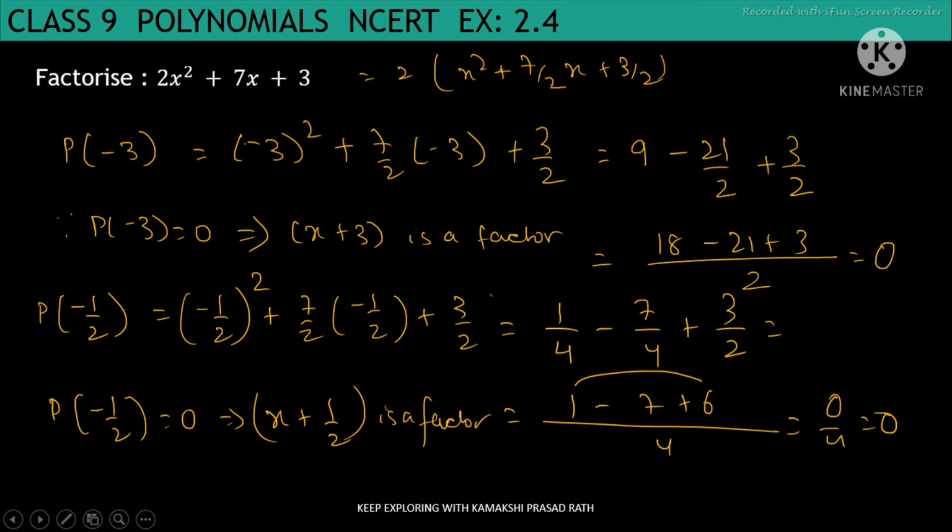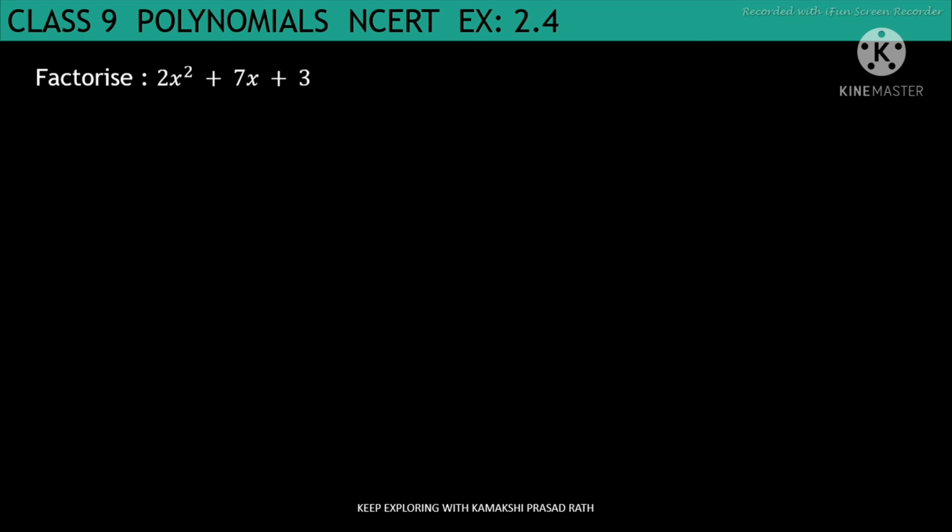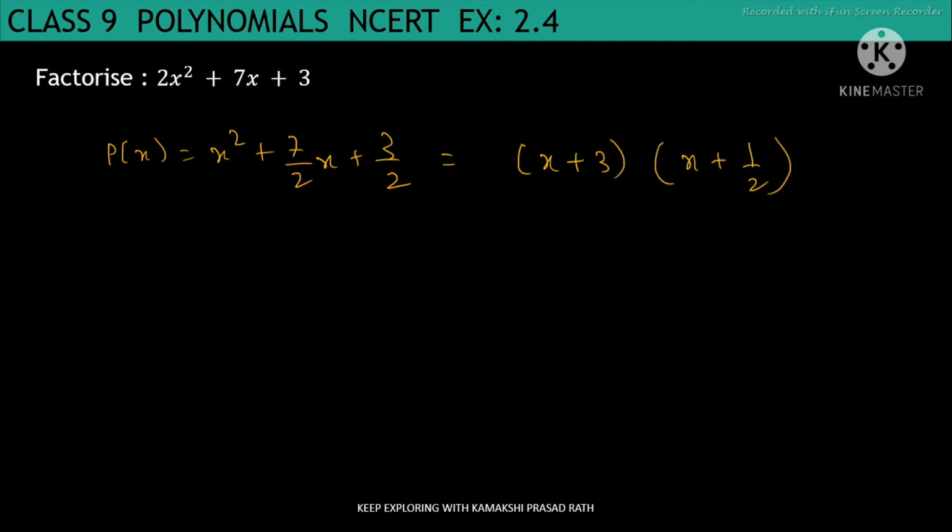So here we say that we have got two factors of the polynomial x squared plus 7 by 2x plus 3 by 2. First we considered minus 3 and we got 0, then we considered minus 1 by 2 and we got 0. So here P of x, that is x squared plus 7 by 2x plus 3 by 2, is written as x plus 3 and x plus 1 by 2. These are the two factors we have got, because P of minus 3 we got 0 and P of minus 1 by 2 we got 0.